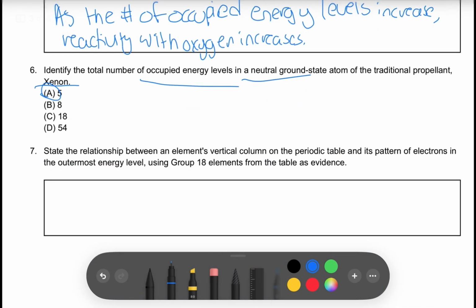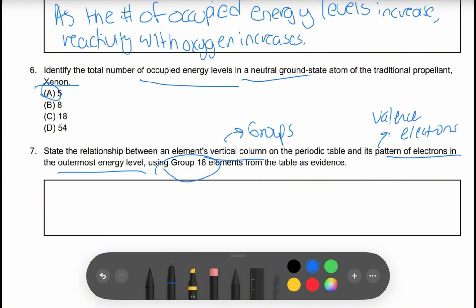State the relationship between an element's vertical column on the periodic table and its pattern of electrons in the outermost energy level, using group 18 elements from the table as evidence. Well, we know that the vertical column refers to the group, and that the group number identifies the number of valence electrons. And if we look at group 18, this means that all of the elements in group 18 have 8 valence electrons. So we can say that elements such as argon and xenon, which are in group 18, are going to have the same amount of valence electrons, which is 8 electrons, because they're found in group 18.